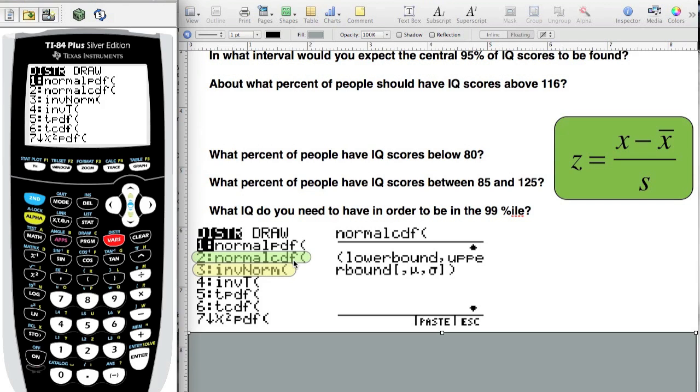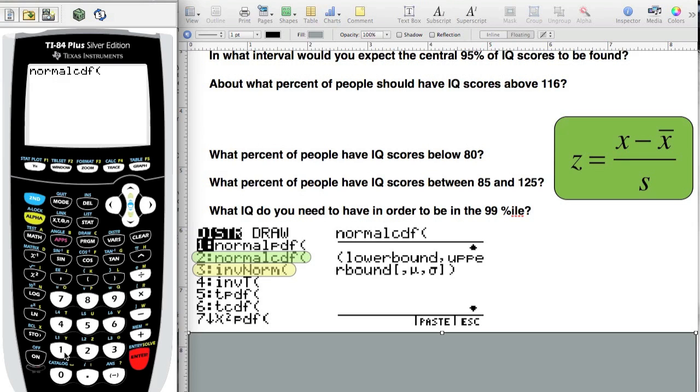So I've got it highlighted right there. If you want to know what you're going to type in, it's the lower bound, comma, the upper bound, comma, mean, comma, standard deviation. And so we're going to do that. I'm going to go down to number 2 and select NormalCDF. The first thing I want to type in is the lower bound. Now I will say this, if you have a really new calculator, then your screen's going to look a little different than mine. You'll actually have it written out for you, lower bound, upper bound, mean, standard deviation, which is even nicer than what I've got here. But we'll just go ahead.